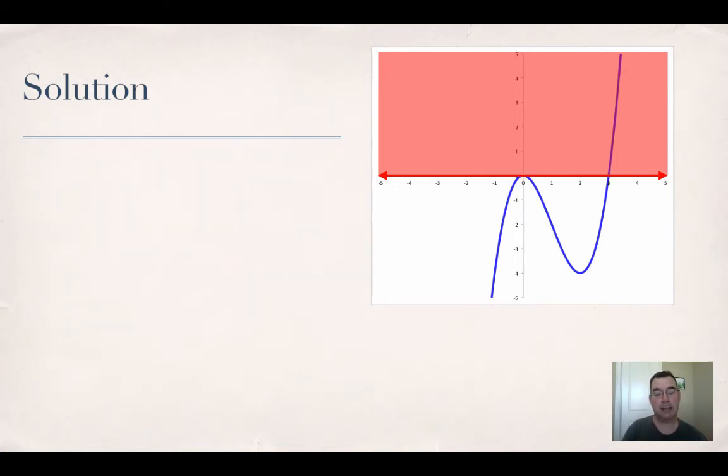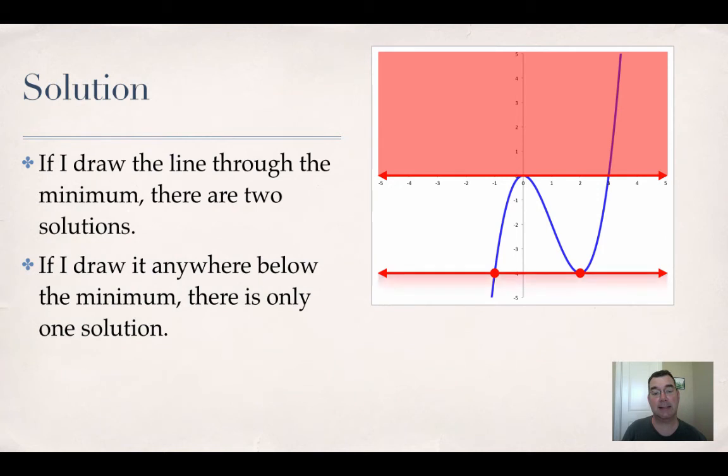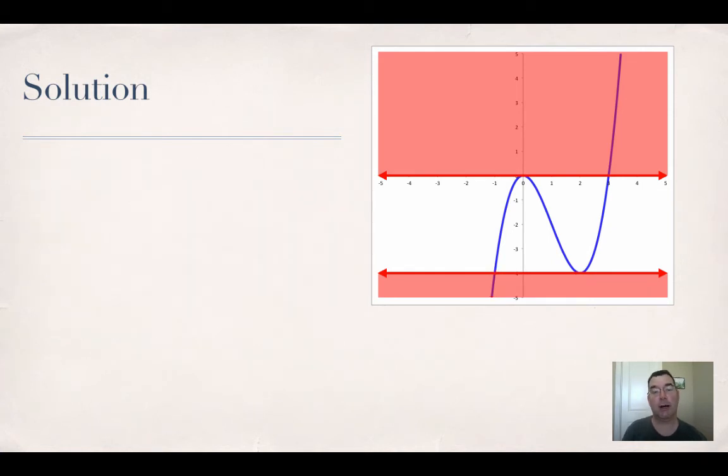Okay, so now let's talk a little bit further. If I draw the line that goes through that minimum, that valley, where x equals 2, again, I've got two solutions. And if I draw that horizontal line anywhere below, in that red shaded area again, I'm only crossing the blue curve once. So I don't want any of those situations. Let's look at what I haven't considered yet.